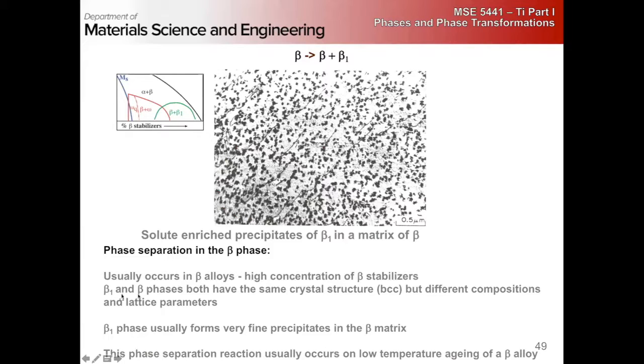They'll both have the same BCC crystal structure, but different compositions and lattice parameters, right? And we get very fine precipitates in the beta matrix, and this is going to happen on low temperature aging of the beta prime alloy. So what does this tell you? That the beta 1 or the beta prime solvus temperature is relatively low compared to the, right, in the beta field.